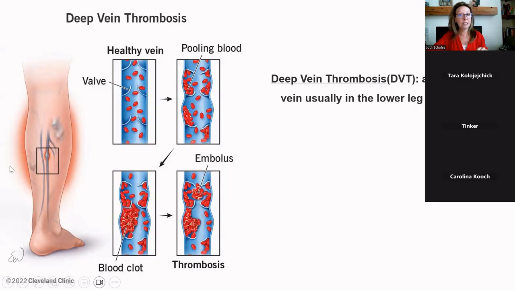A thrombosis, a deep vein thrombosis, has turned into a clot. So this pooling blood has turned into a clot.